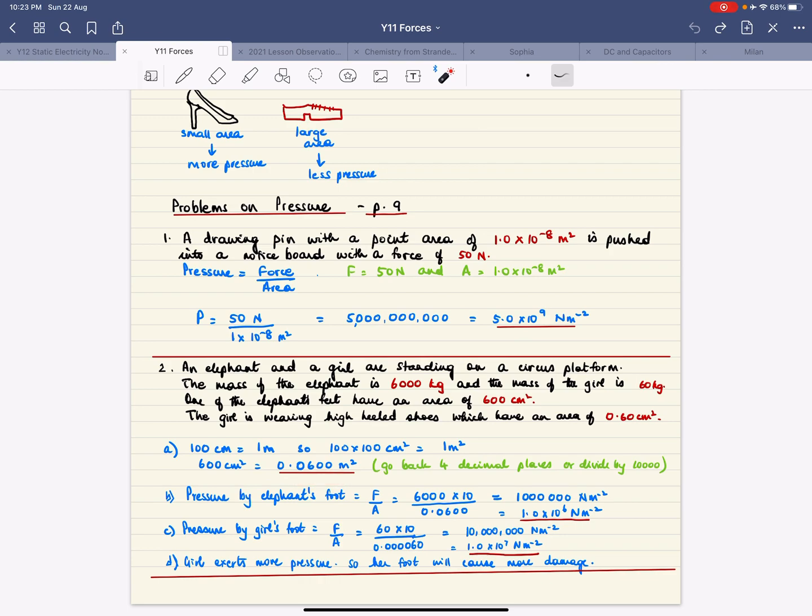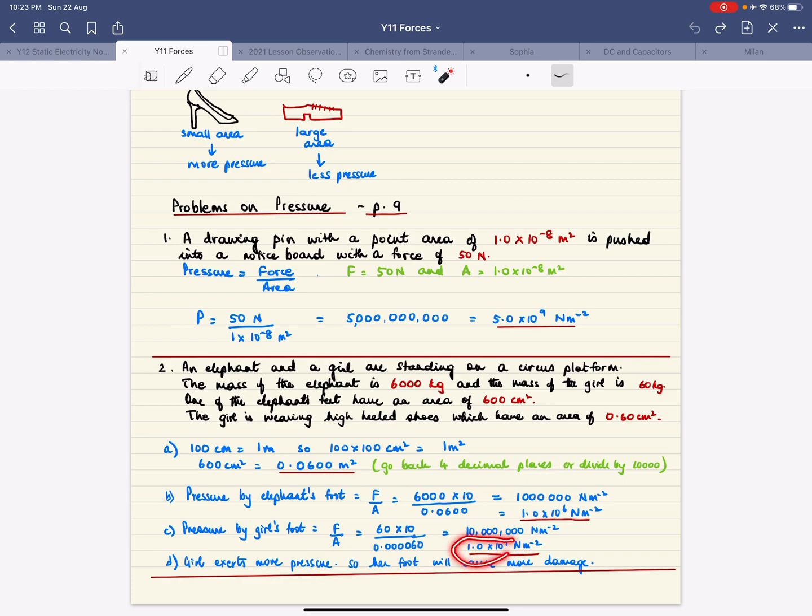And so we do the same thing. Pressure by the elephant's foot is the force of the elephant. So that's the mass times g, which is 10, divided by the area, and you get this answer. And then same thing for the girl. The girl's mass is 60, the value of g is 10, divided by the area, and you get the girl's pressure.